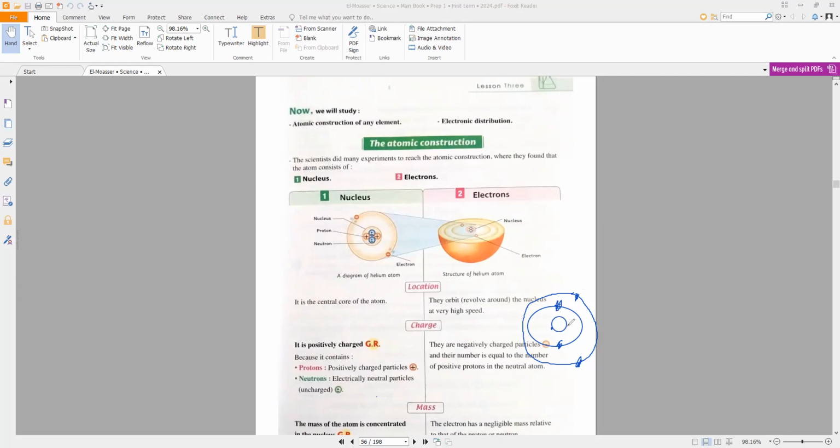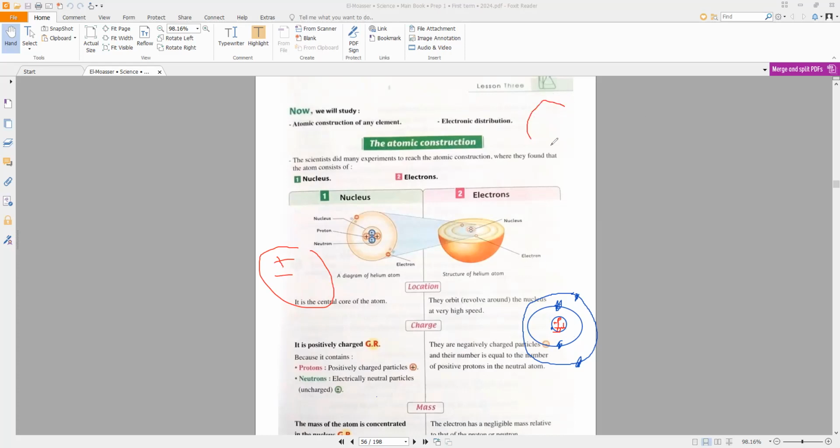This is called the nucleus. The nucleus consists of two particles, protons and neutrons. The protons have positive charge and the neutrons have neutral charge. What is the meaning of neutral charge? Neutral charge is uncharged. So the nucleus consists of two particles, protons and neutrons. Protons are positive charge and the neutrons are neutral charge. Okay, so this is the nucleus.